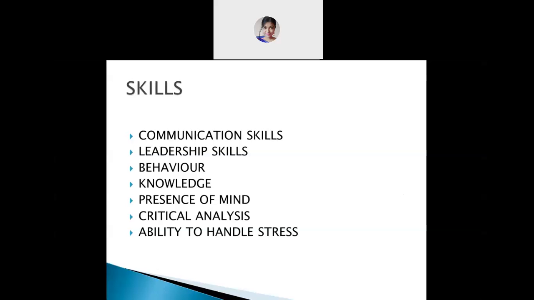Next is behavior, whether you are a polite person or a rude person. That will also be evaluated, so you have to take care of how you behave. Next is the knowledge regarding the particular topic. A common topic will be given, so people are quite aware. Most probably you'll be aware of that topic.